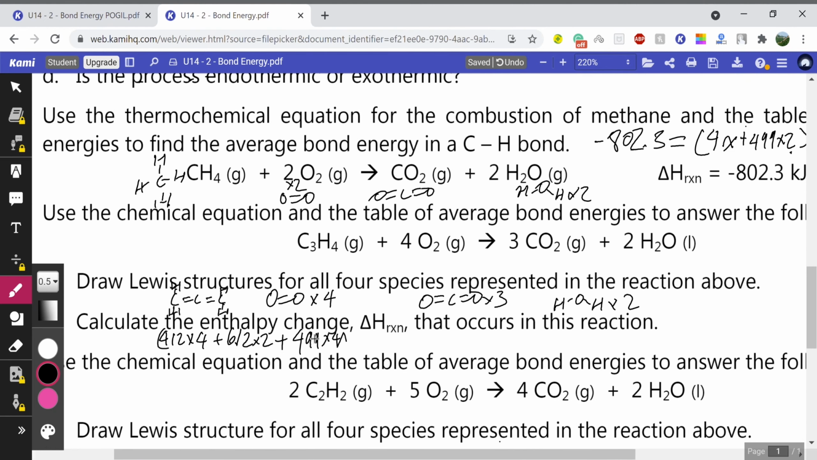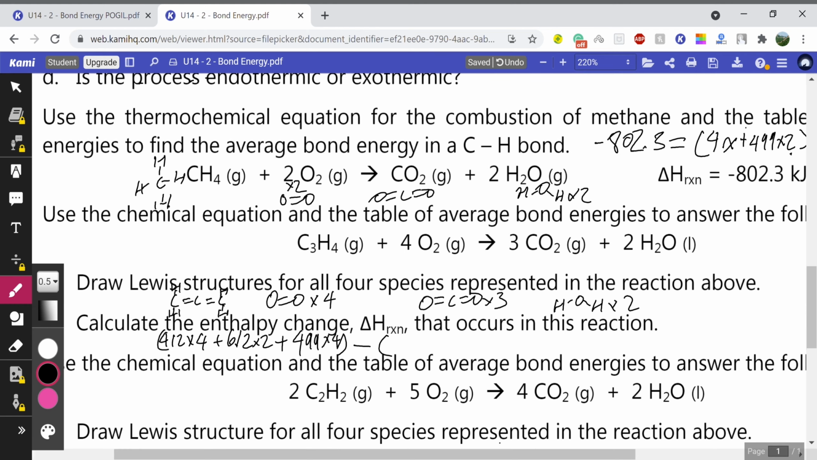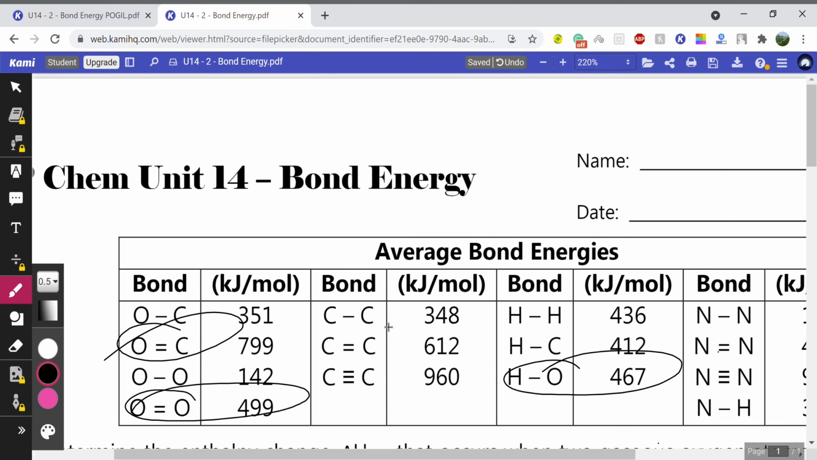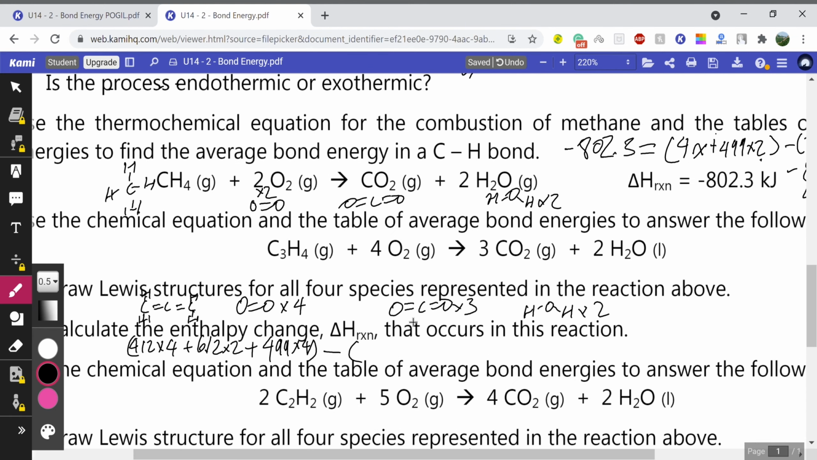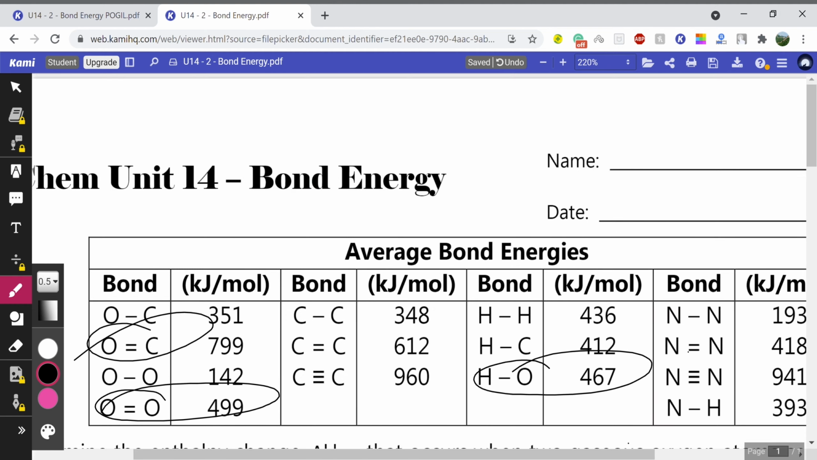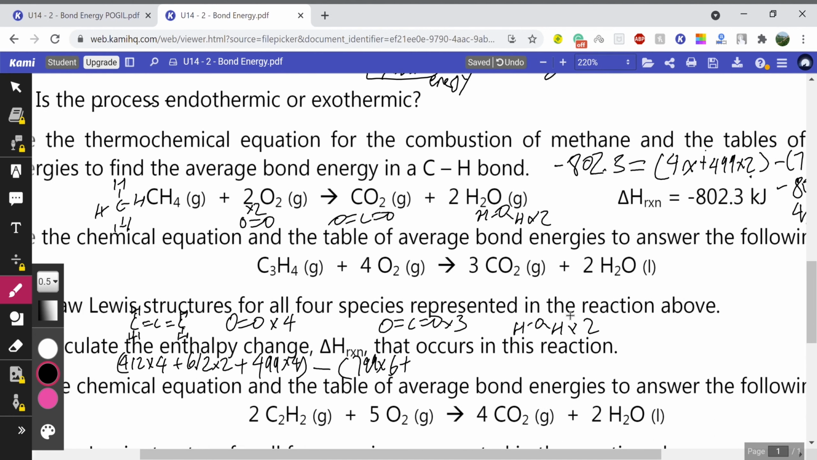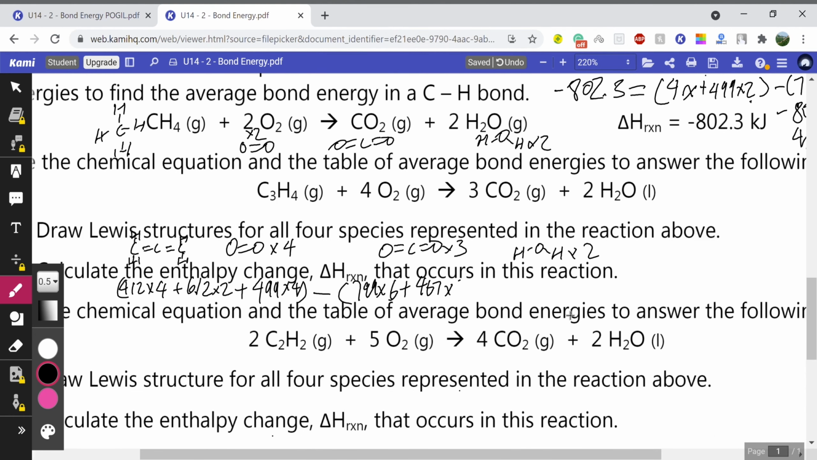499 times 4 minus O double C times 3, times 6 actually. C double O, 799 times 6, because there are 6 of these bonds. 799 times 6 plus OH times 4, 4 of those. 467 times 4. And this will be 412 times 4 plus 612 times 2 plus 499 times 4 minus 799 times 6 plus 467 times 4.